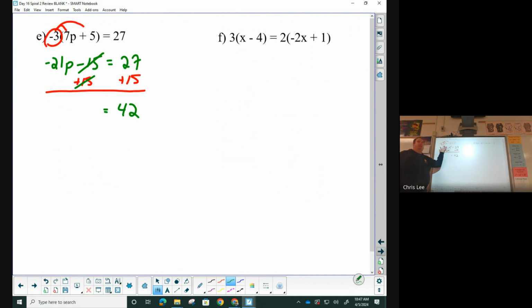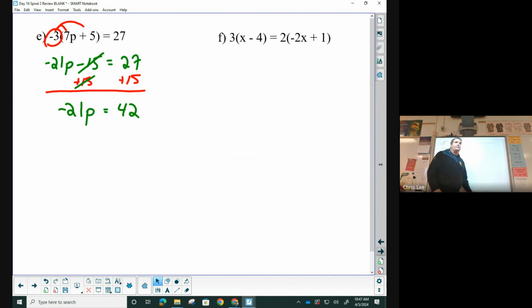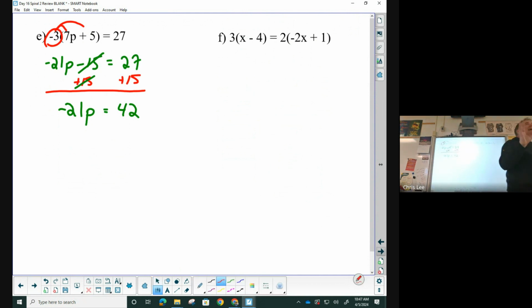I've added 15 to both sides. It's like I was missing them on this side of the hanger, so I got to balance it by doing 15 on both sides. What am I left with over here? Very nice. Nobody forgot the negative, which is good. It's very tempting to forget the negative. All right, so I've done my adding and subtracting. Now I got to do another inverse operation. Divide both sides by -21. Good.